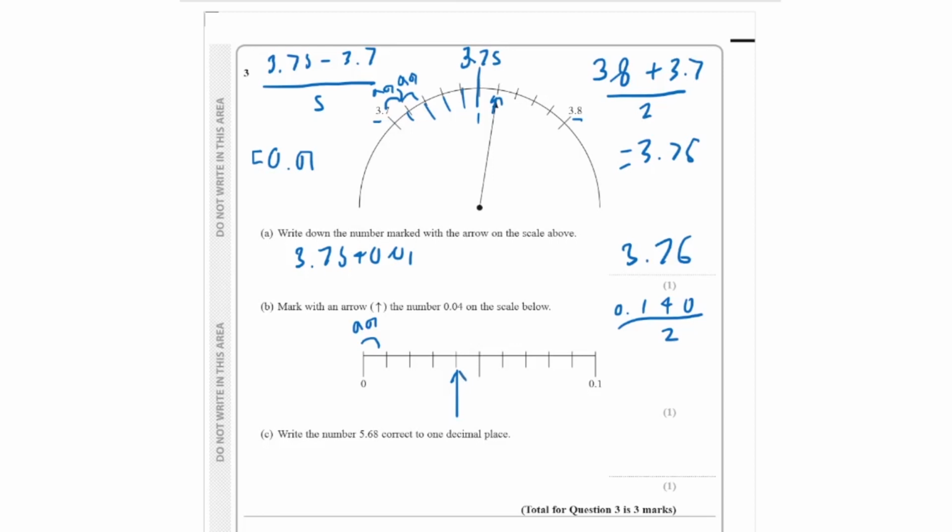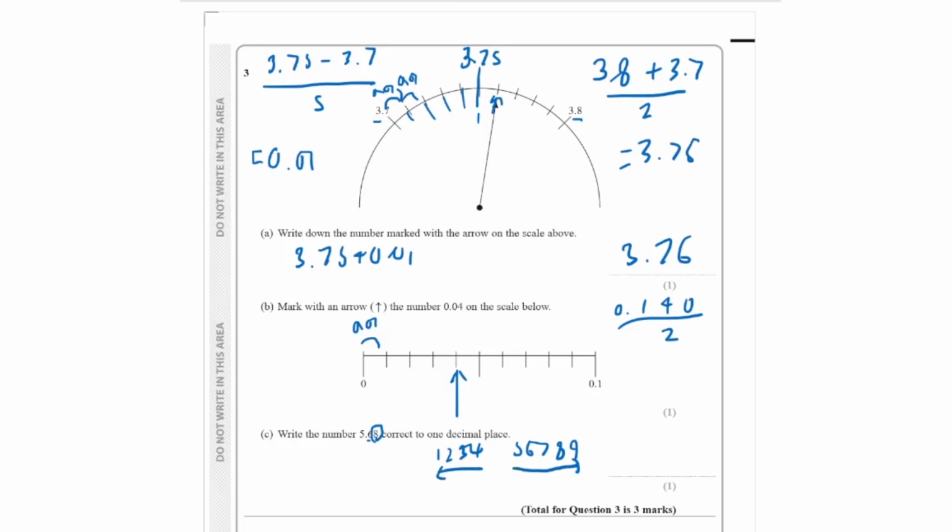Write the number 5.68 correct to one decimal place. Now, when it says to one decimal place, we simply look at the value after it and we follow the rule. If it is 5 or greater, we round up. If it is 4 or less, we round down.